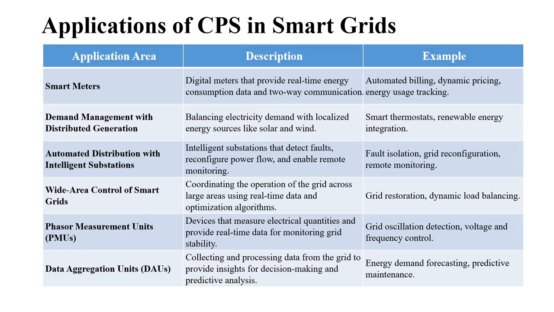Then next is phasor measurement units, that is the PMUs. Here these are the devices which are used in the smart grids in order to provide real time monitoring of the electrical quantities like voltage, current, phase angles, and the frequencies, and they play a vital role in ensuring the grid stability and detecting the potential issues before they escalate. And here the examples are grid oscillation detection, voltage and frequency control.